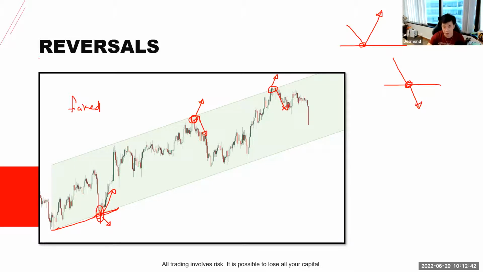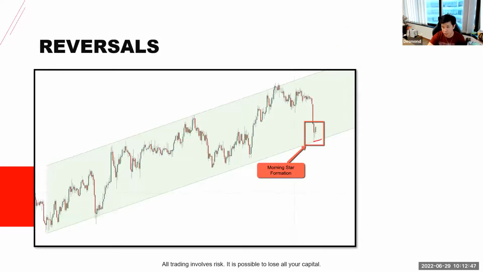Now, let's look at this example, a reversal, right? So we can see price dropping lower, and it has now touched the channel, and it has formed a morning star formation. A morning star formation is like this, right? You got one bearish candle over here, then you got a candle with a very small body, which looks like a star in the sky, and then you have a bullish candle. So a morning star formation is a very good sign that price is going to reverse from there.